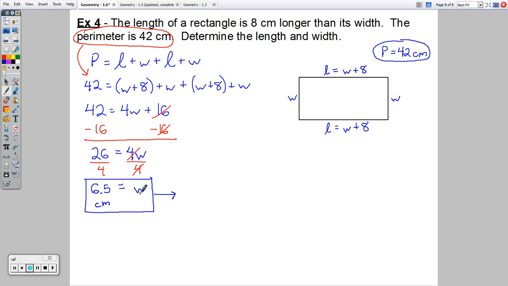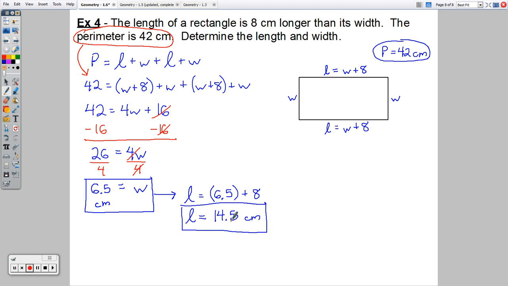So 6.5 equals W. That means that L is equal to W plus 8. It's 6.5 then plus 8. And that equals 14.5. This would be in terms of centimeters. We should check our answer if we can, which we can in this case. Yeah, that didn't go quite as well, but you get the point, still boxed in.